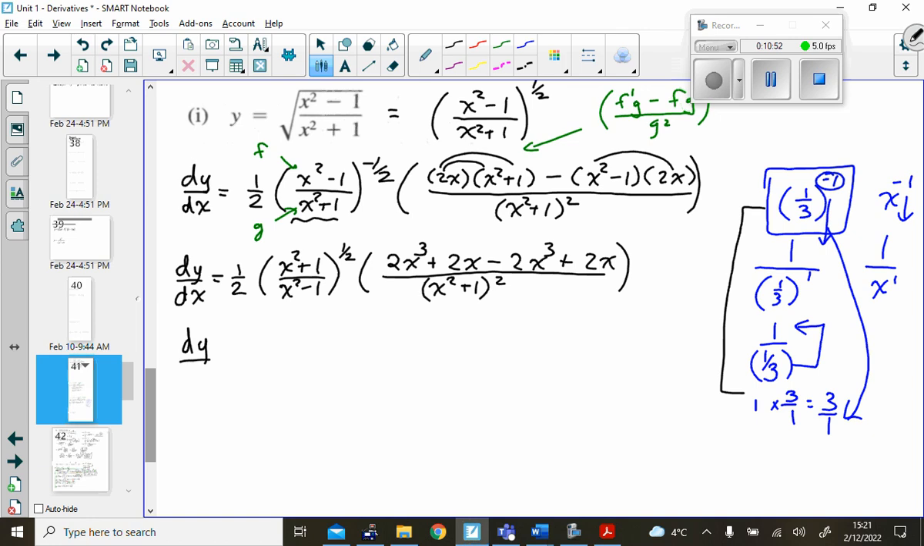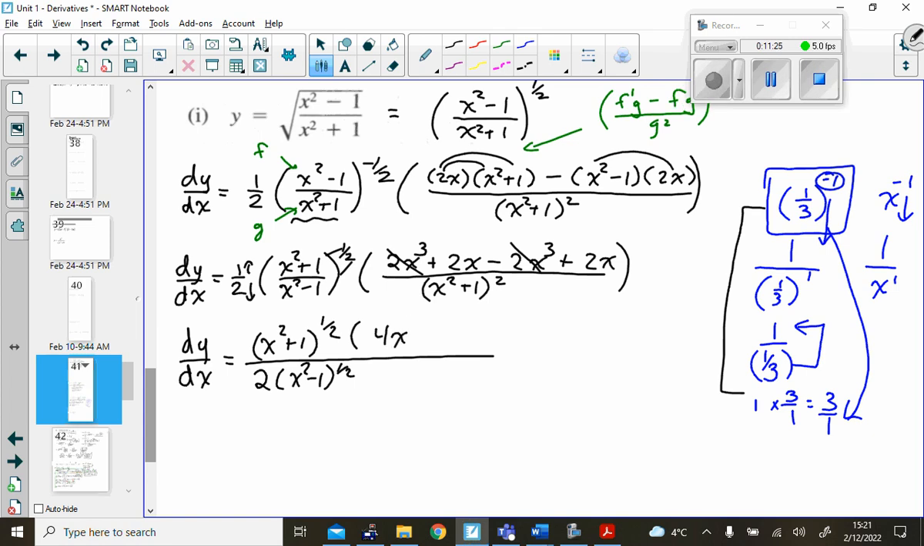So now if I try to break this up a little bit, on top I'm getting x squared plus 1 to the 1/2. On the bottom I'm having a 2 and x squared minus 1 to the 1/2. So I broke this power up into the two of them. I kept the 2 downstairs and the 1 upstairs. 2x cubed minus 2x cubed is gone, and 2x plus 2x makes 4x. On the bottom over here I have x squared plus 1 squared.